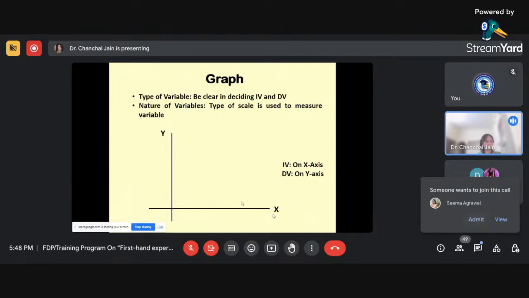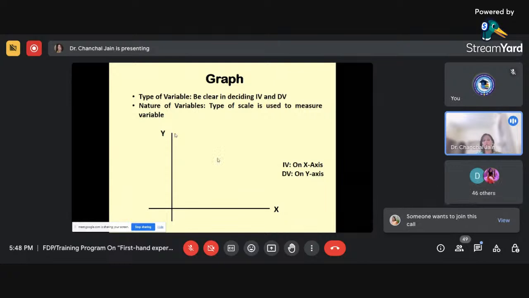Whatever your independent variable is, you will always keep that variable on the x-axis, and the dependent variable you will always keep on the y-axis. So you will first decide which variable you are taking as dependent and which as independent, and accordingly decide the axis for that variable.